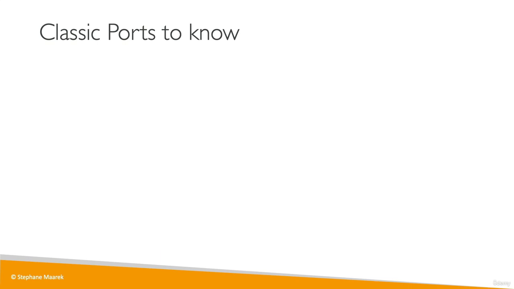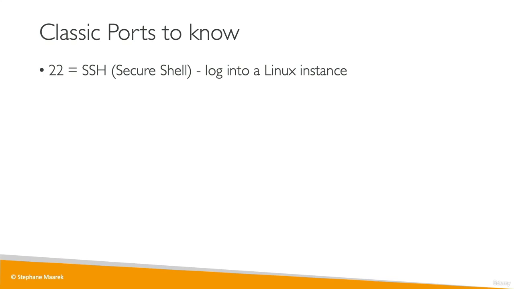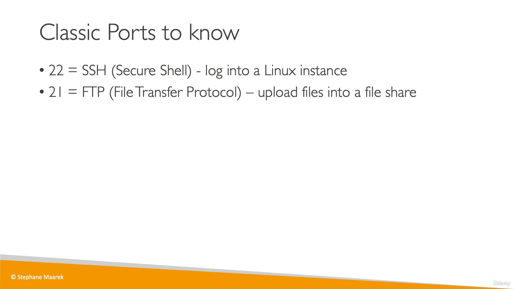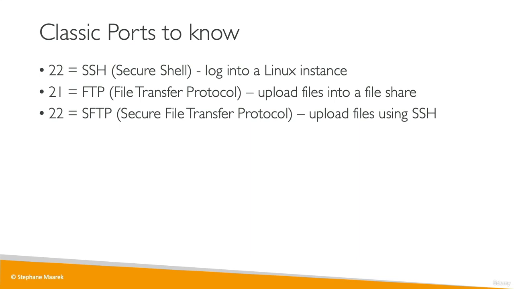Well, we need to know something called SSH, or Secure Shell, and we're going to see this in the very next lectures. This is port 22, and this allows you to log into an EC2 instance on Linux. You have port 21 for FTP, or File Transfer Protocol, which is used to upload files into a file share. And you have SFTP, which is also using port 22. Why? Well, because we're going to upload files, but this time using SSH because it's going to be a secure file transfer protocol. Then we have port 80 for HTTP, and we've been using it in the previous lecture. This is to access unsecured websites.